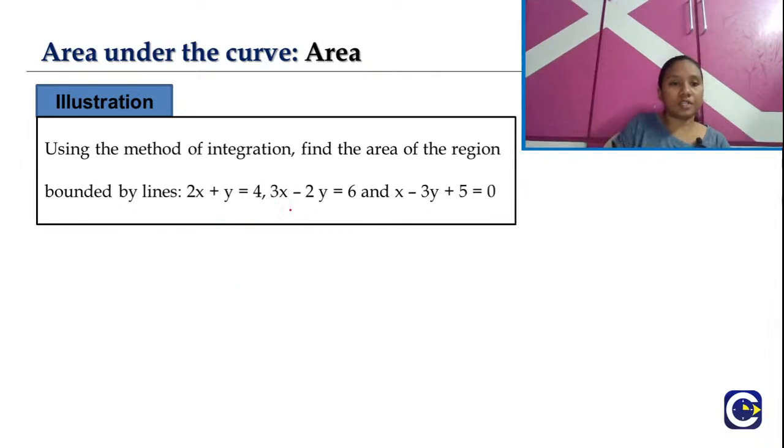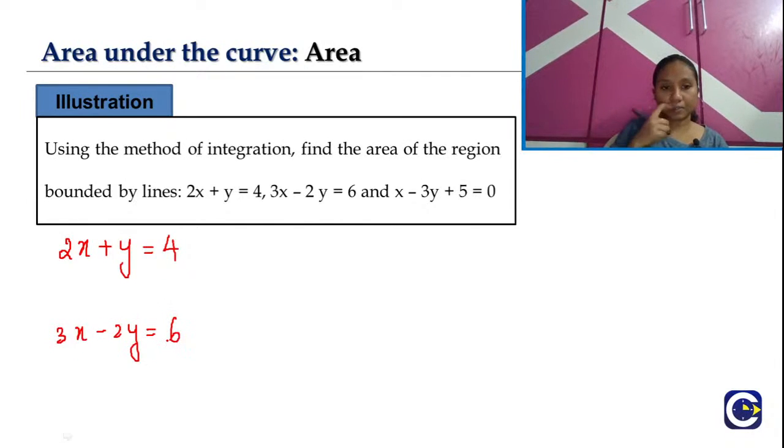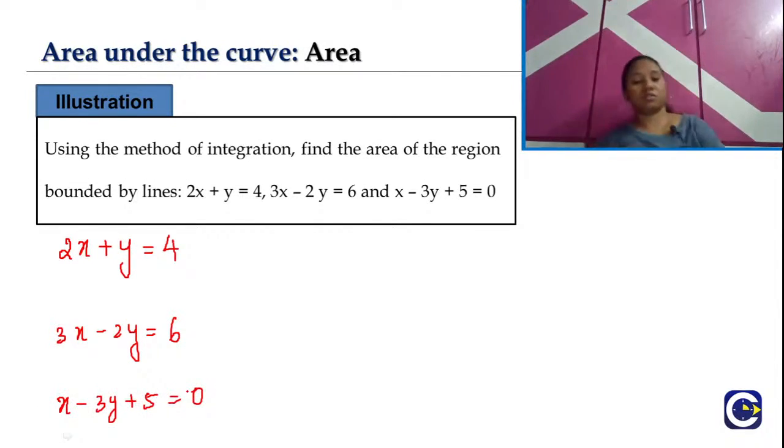See what the given lines are here. 2x plus y is equal to 4. Second one, 3x minus 2y is equal to 6. And the third one, x minus 3y plus 5 is equal to 0. So take your time, guys. Quickly let me know if any one of you has already plotted the graph of this.